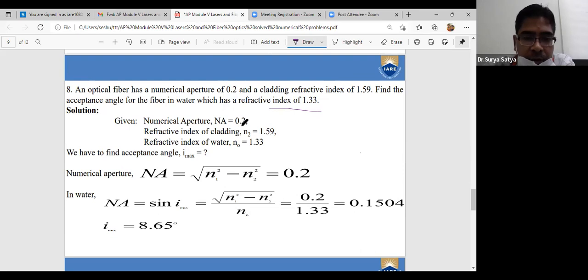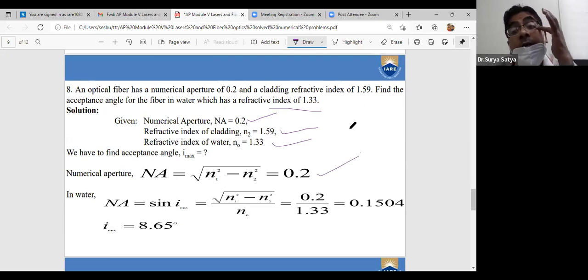The numerical aperture is 0.2. Refractive index of cladding is 1.59. Refractive index of water is 1.33. So we have to find the acceptance angle I max. This is the formula: NA equals under root of n1 square minus n2 square, that is 0.2. In water, numerical aperture is sine of I maximum, that is under root of n1 square minus n2 square by n0. So I maximum is equal to 8.65 degrees. Okay.